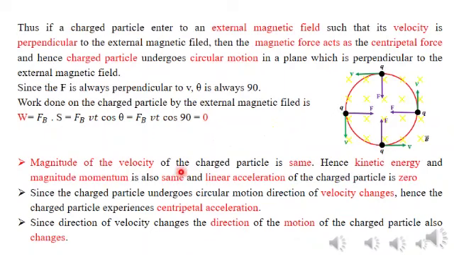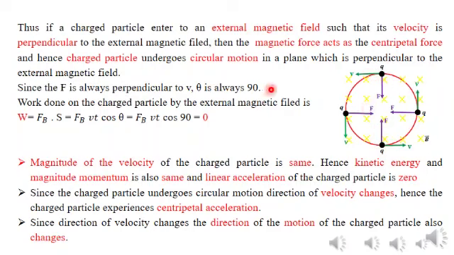Thus, if a charged particle enters an external magnetic field such that its velocity is perpendicular to the external magnetic field, then the magnetic force acts as the centripetal force and hence the charged particle undergoes circular motion in a plane which is perpendicular to the external magnetic field. The magnetic force is always perpendicular to the velocity of the particle as shown in the previous diagram. The angle between them is always 90 degrees.